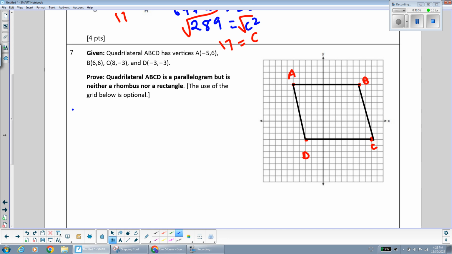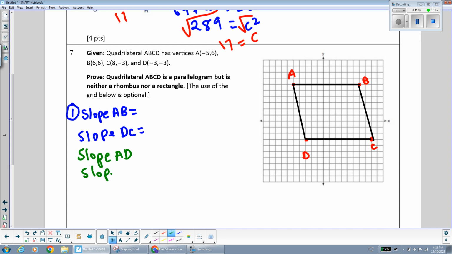So one is going to be to prove that we have a parallelogram. I'm going to do that with slope formula because looking at your test, that's what a lot of you guys did as well. So I'm going to find the slope of AB. I'm going to find the slope of DC. And once again, this is not the only way to do it using slope formula. I'm just choosing to use slope formula. I'm going to find the slope of AD, and I'm going to find the slope of BC.